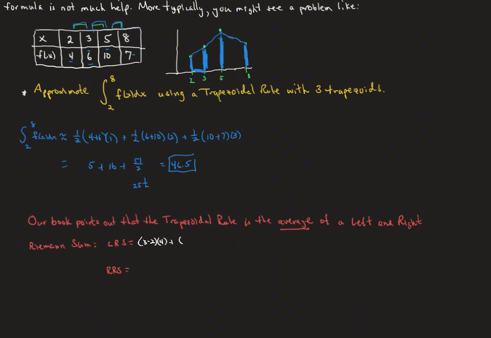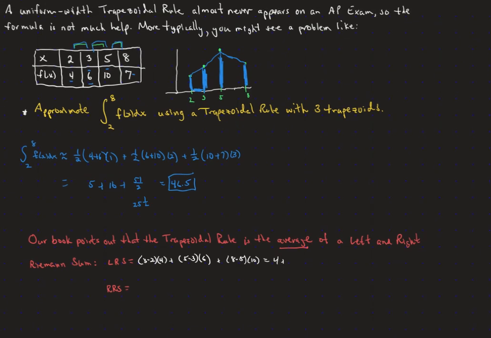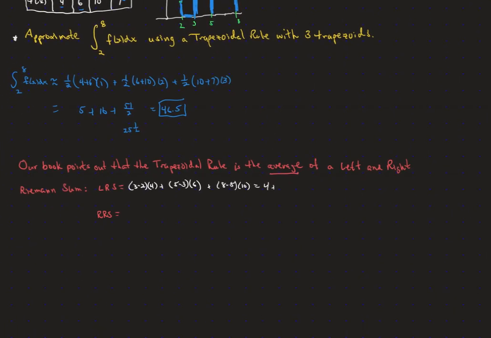And then the base of our second rectangle is going to be the delta x, which is 5 minus 3, and the height is going to be that left-hand f value of the function. And our third rectangle is going to be that 8 minus 5, and then times the 10. So that looks like 3 minus 2 is 1, times 4 is 4, and 5 minus 3 is 2, times 6 is going to be 12, and the 8 minus 5 is 3, times 10 is 30. So that looks like 30, 42, 46 for our left Riemann sum.